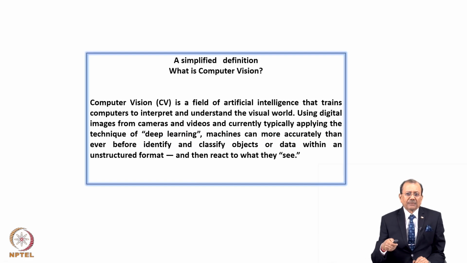If we would like a simplified definition of computer vision, this slide has that narration. Computer vision is a field of artificial intelligence that trains computers to interpret and understand the visual world, using digital images from cameras and videos, and typically applying the techniques of deep learning. Machine learning can more accurately than ever before identify and classify objects or data within an unstructured format and then react to what they see.